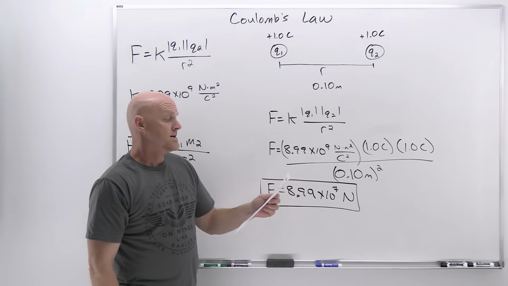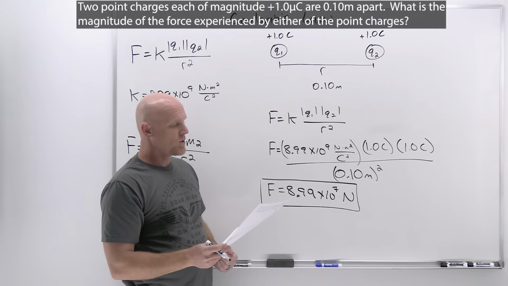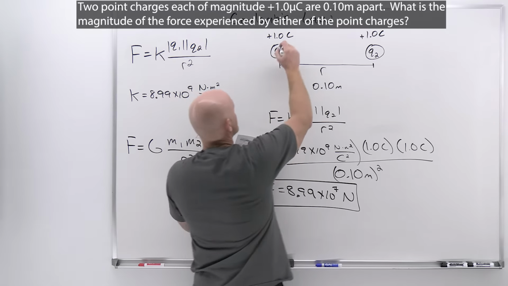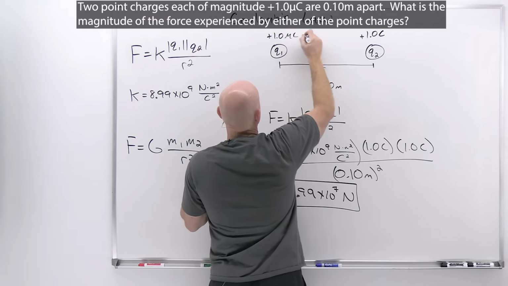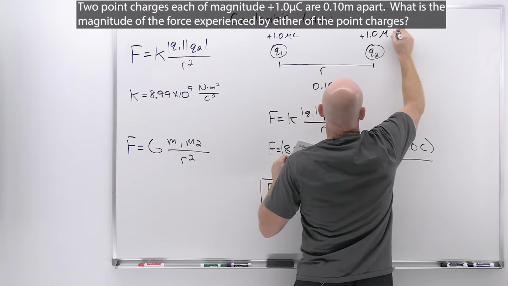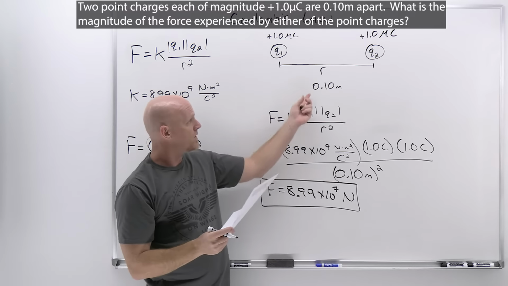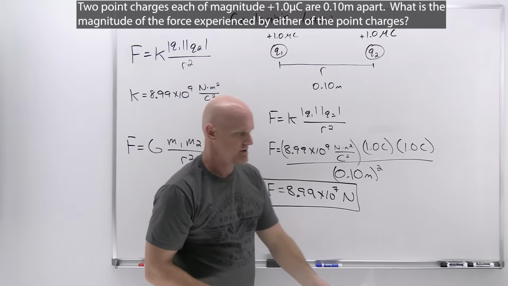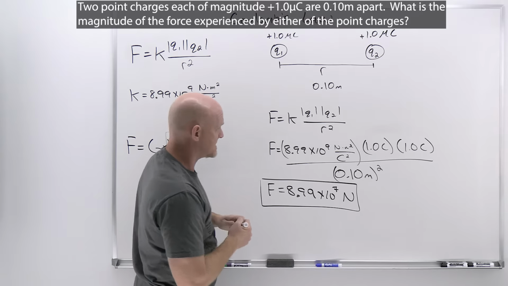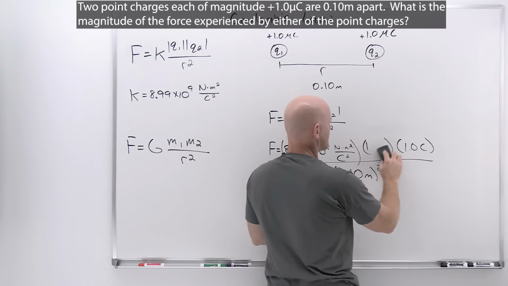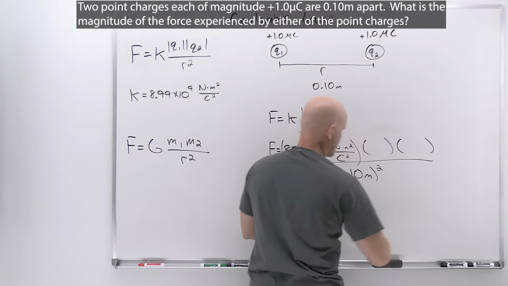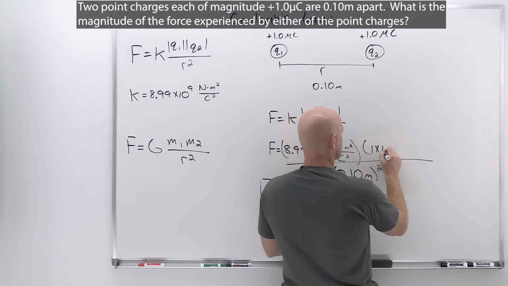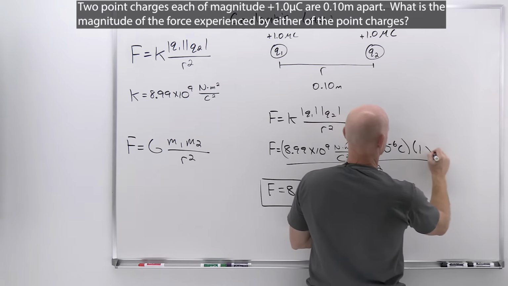All right. So swapping these out a little bit. So 2 point charges, each of magnitude 1.0 microcoulombs. So we'll switch this out to microcoulombs, are 0.1 meters apart. So we'll leave that alone. What is the magnitude of the force experienced by either of the point charges? And so in this case, this is going to change just a little bit. Instead of 1 coulomb here, we can't plug in microcoulombs. We've got to put this still in coulombs, but 1 microcoulomb is 1 times 10 to the negative 6 coulombs.